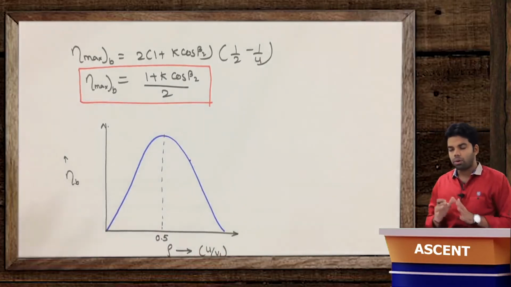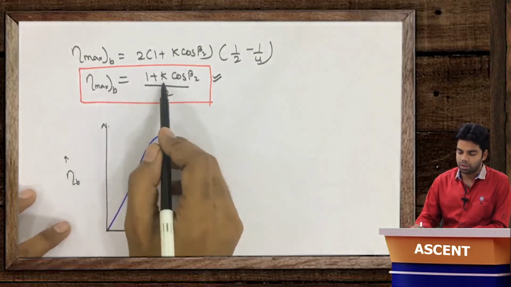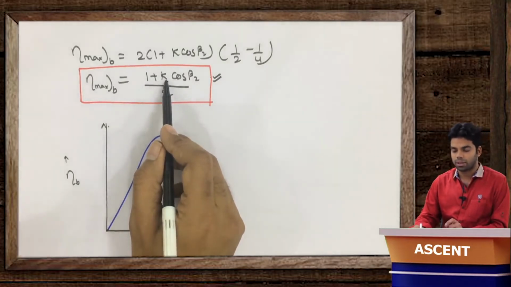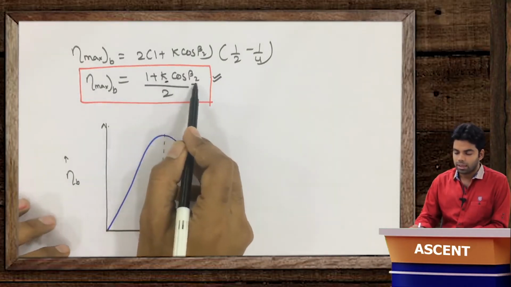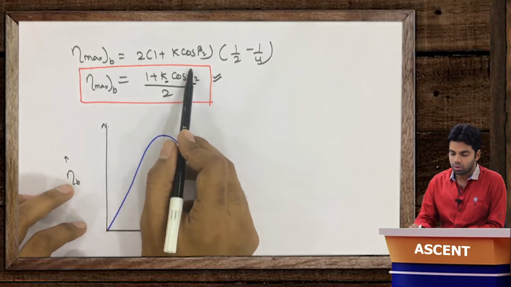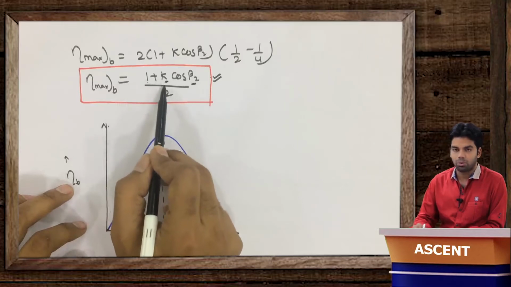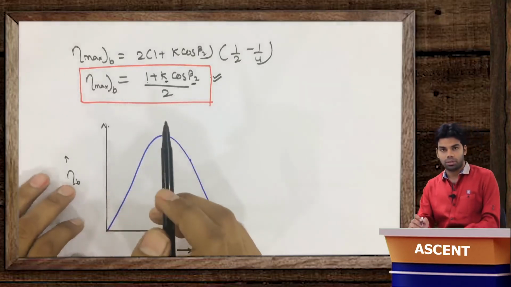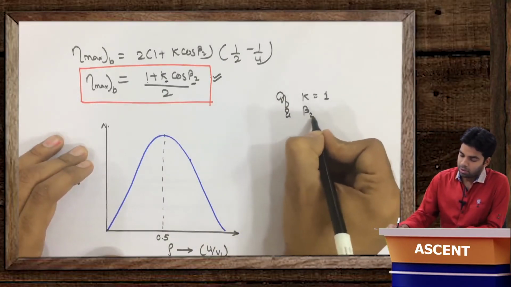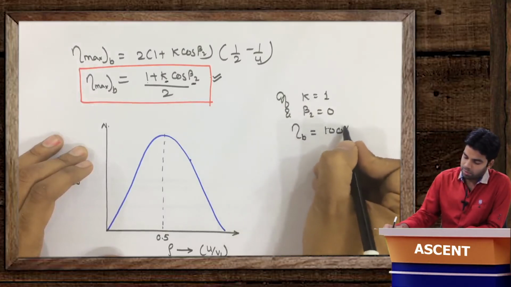Okay, and now further, for this efficiency to be maximum, the first thing should be that K should be equal to 1. Okay, K is the friction factor. This friction factor should be equal to 1. First thing. Second thing, this beta 2 should be equal to 0. Okay, because when this beta 2 is equal to 0, this cos of beta 2 will be equal to 1, and we will get the maximum efficiency 1 plus 1 by 2, 2 by 2, which is equal to 1. That means 100% efficiency. Okay, so if K is equal to 1 and beta 2 is equal to 0, the blade efficiency will be equal to 100%.